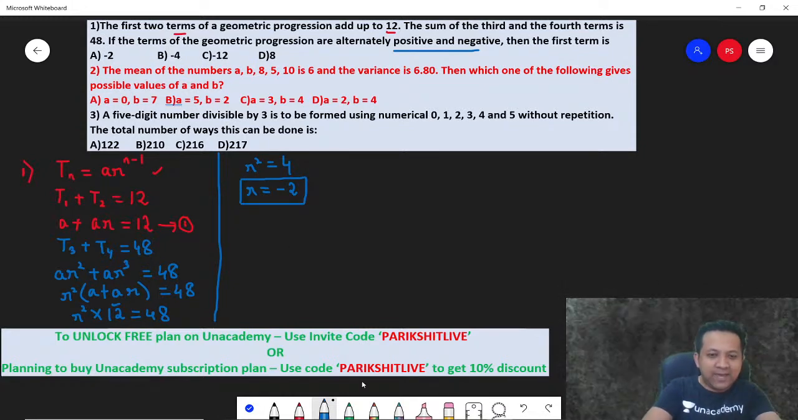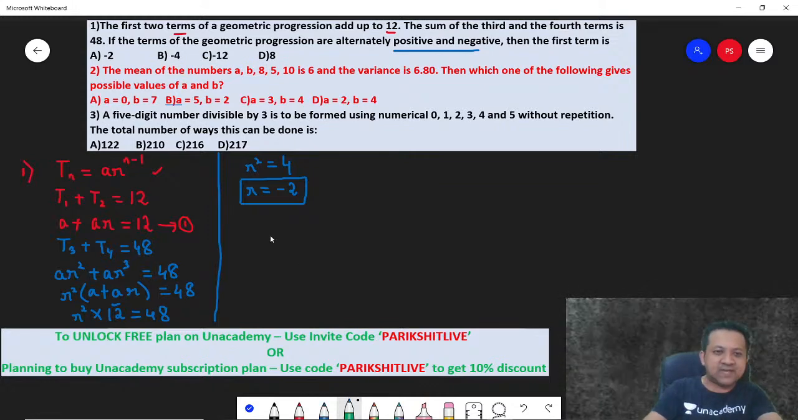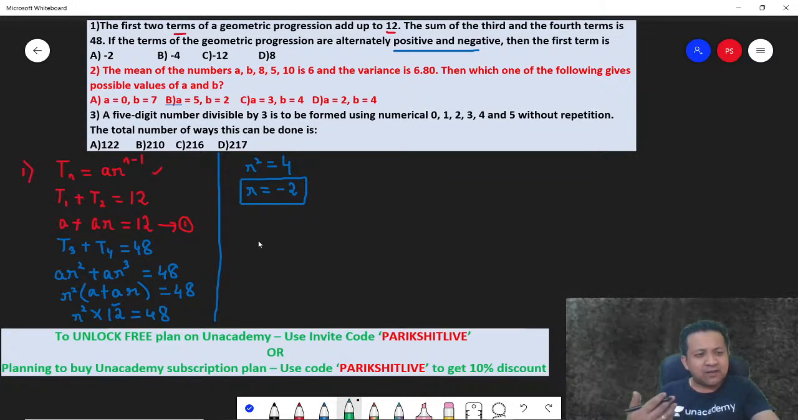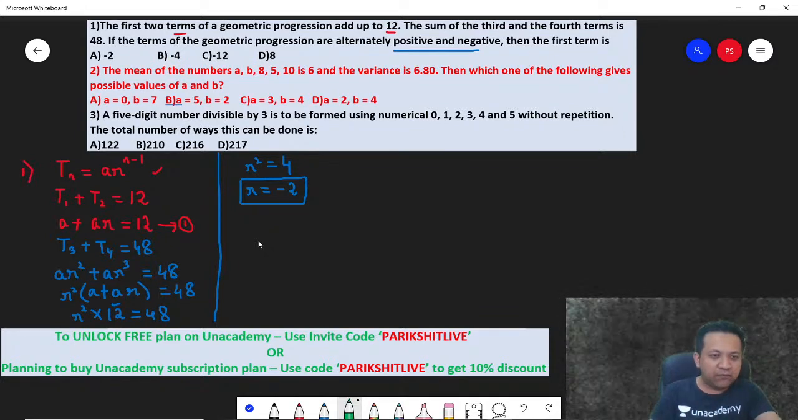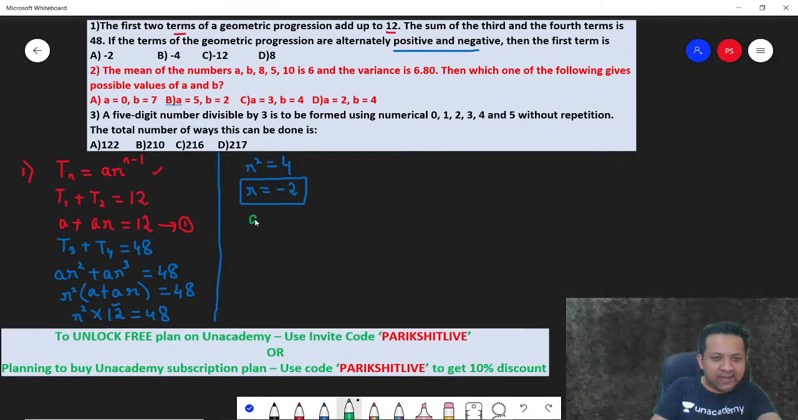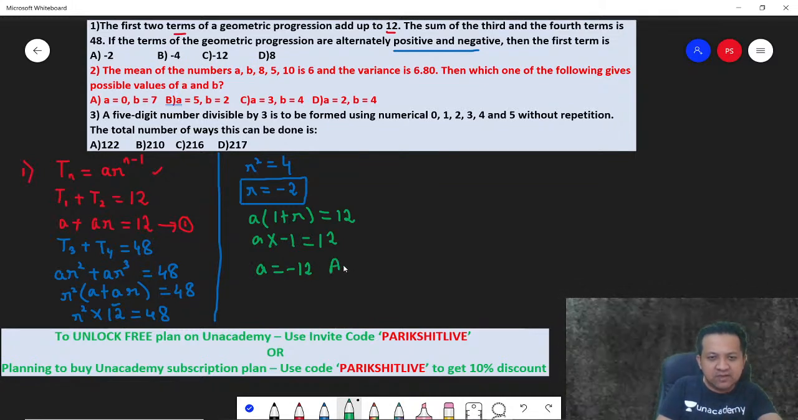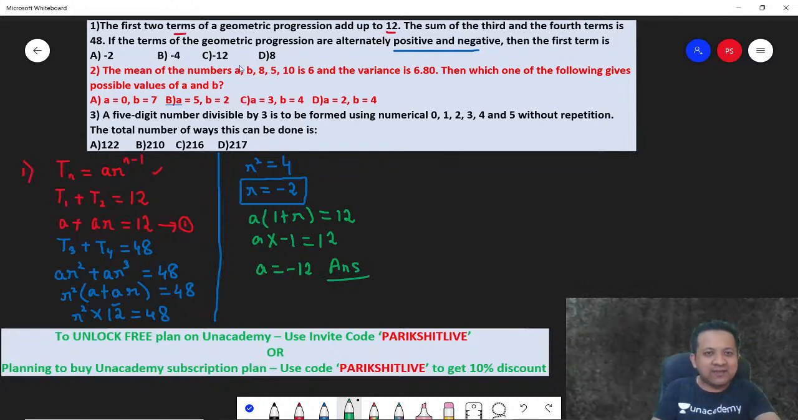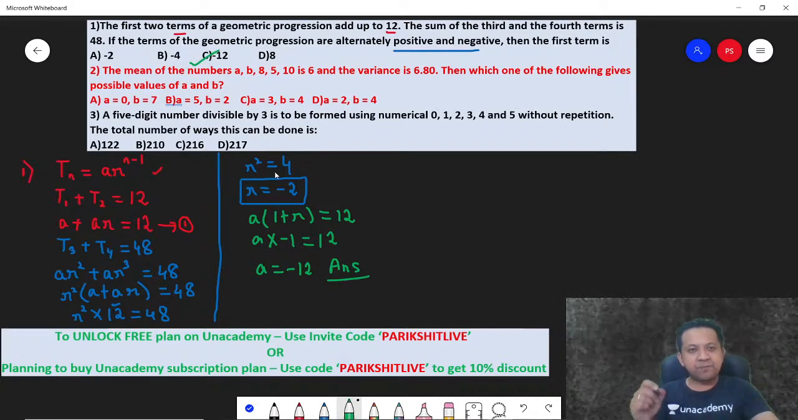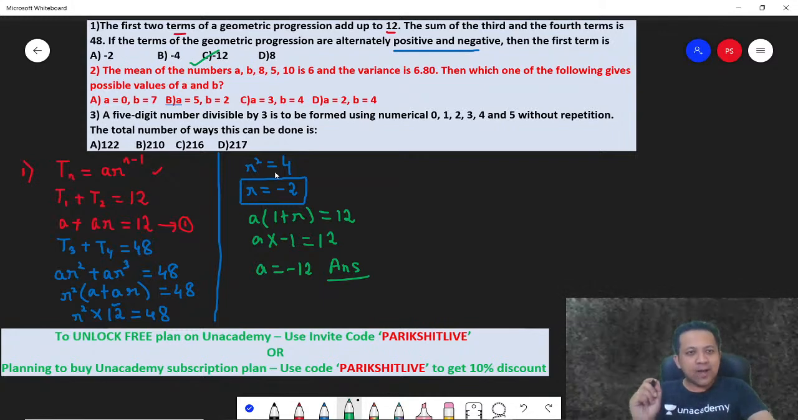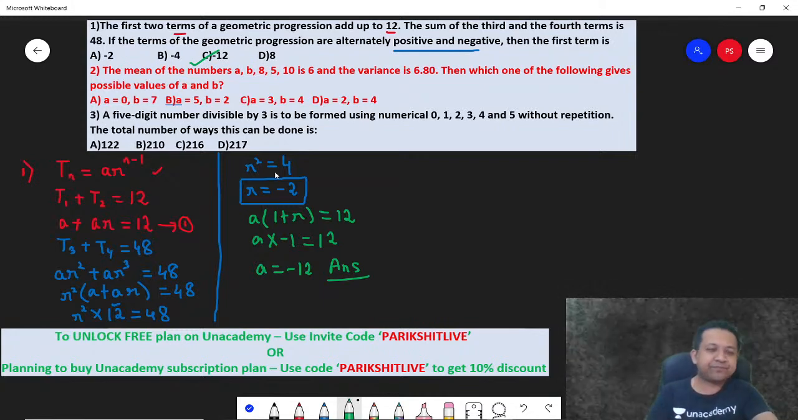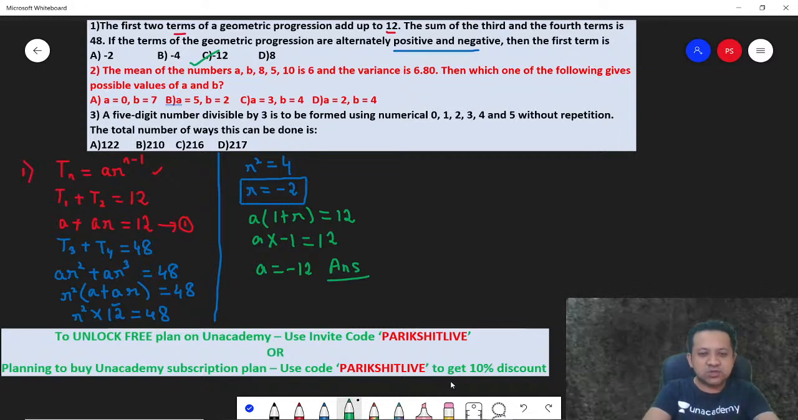First term. So A plus AR is 12. Just substitute the value of R and you'll get the value of A. Put it in equation 1. If you take A common, A into 1 plus R is equal to 12. So 1 plus minus 2 is minus 1. So A into minus 1 is 12, or can I say A is equal to minus 12, and that's your first term. Got this? I think this is a pretty simple one which you could have easily got. So the answer for the first question is minus 12. Correct? Okay. Let's go to number 2.